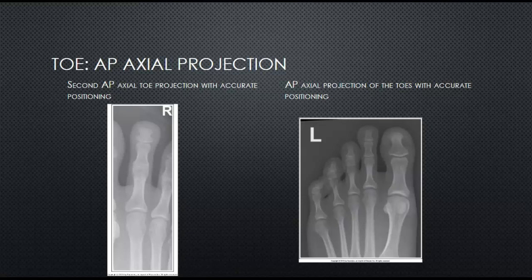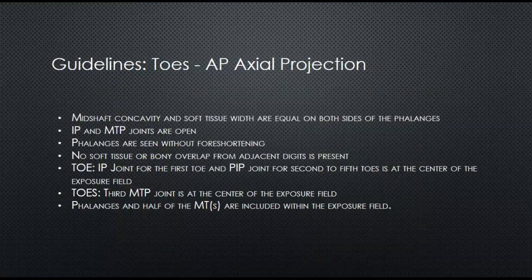For a single toe projection, the interphalangeal joint for the first toe and the PIP joint for the second to fifth toes is at the center of the exposure field. For an AP projection of all the toes, the third MTP joint should be demonstrated at the center of the exposure field. Phalanges and half of the metatarsals are included within the exposure field. I have included the image analysis guidelines.